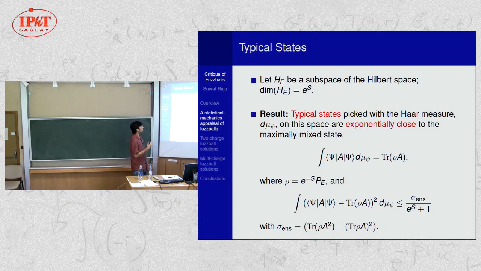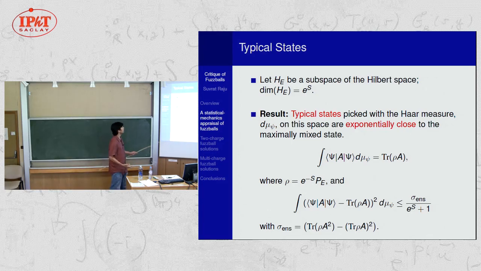Then on this subspace of the Hilbert space, there is a sense in which you can pick typical states, and the sense in which you can make that precise is by picking typical states with what's called the Haar measure. The Haar measure is defined by taking the unitary group U(e^S). Take any state on this subspace; the unitary group maps you to any other state you want in this subspace, and you can write down a Haar measure on that unitary group.